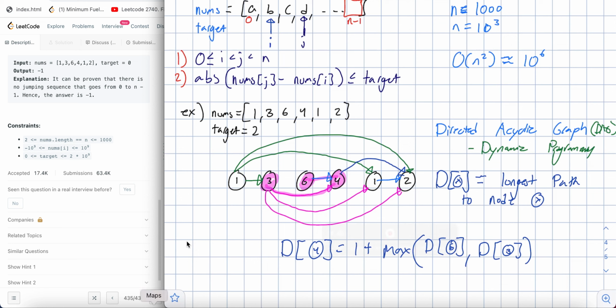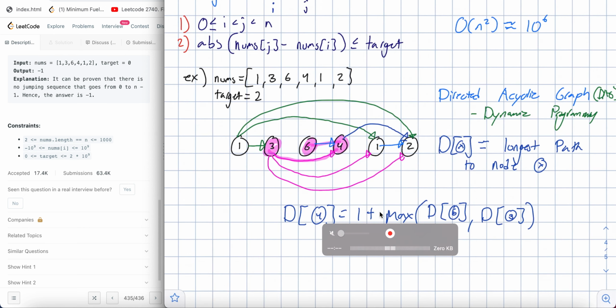Well, what's the longest path to node 4? It's going to be 1 plus all the nodes that can get to 4, if that makes sense. What I'm basically saying is, to get to 4, I'm going to have to jump at least once. So the longest path to get to 4 is 1 plus whatever the longest path is that I can get from my neighbors. Either I took this 6 path or I took this 3 path. So it's 1 plus whatever the things are that can reach me.